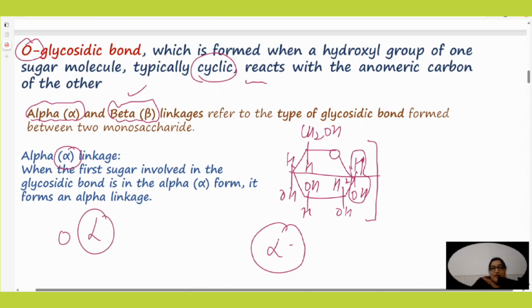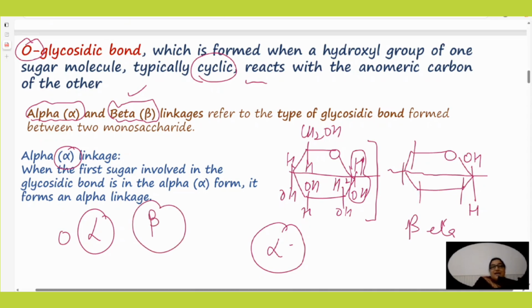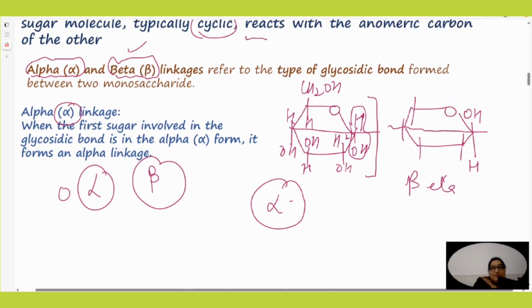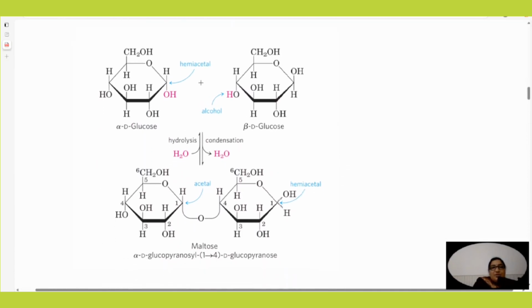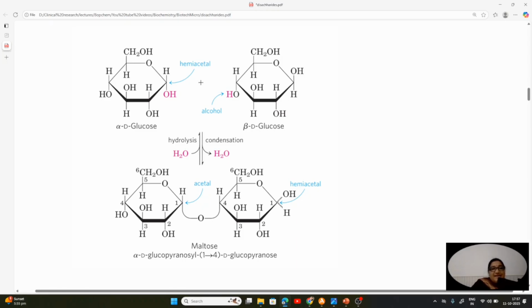Okay, but if the first sugar involved is in the beta configuration. What does beta configuration mean? That in the structure of glucose, the OH lies above the plane and H lies below the plane, then the configuration is beta. Okay, so when the first sugar involved is beta, then we say that the bond formed will be beta glycosidic bond. Okay, it will be beta glycosidic bond. So here we see the classical example of glycosidic linkage.